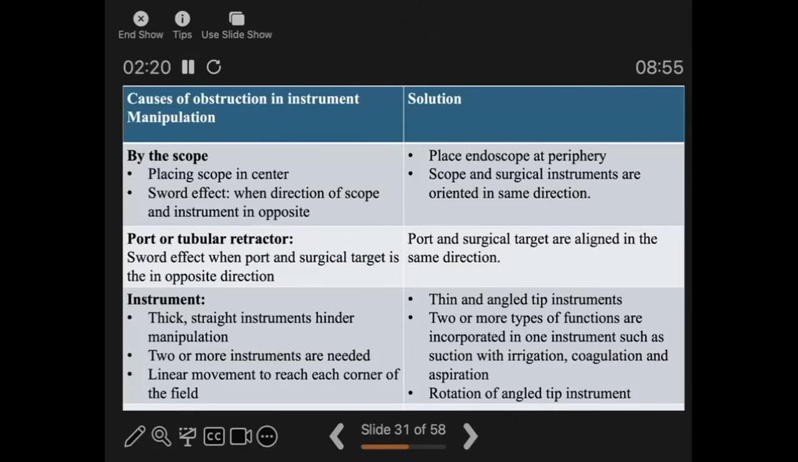Thick and straight instruments may hinder the movement of others, especially in the narrow corridor where multiple instruments are required. Linear movement may not be feasible. Instead, use thin instruments with angled tip, preferably multifunctional design. For example, suction with irrigation, coagulation, and aspiration. Rotating the angled tip instrument is more effective than linear movement for reaching the corner of the field.